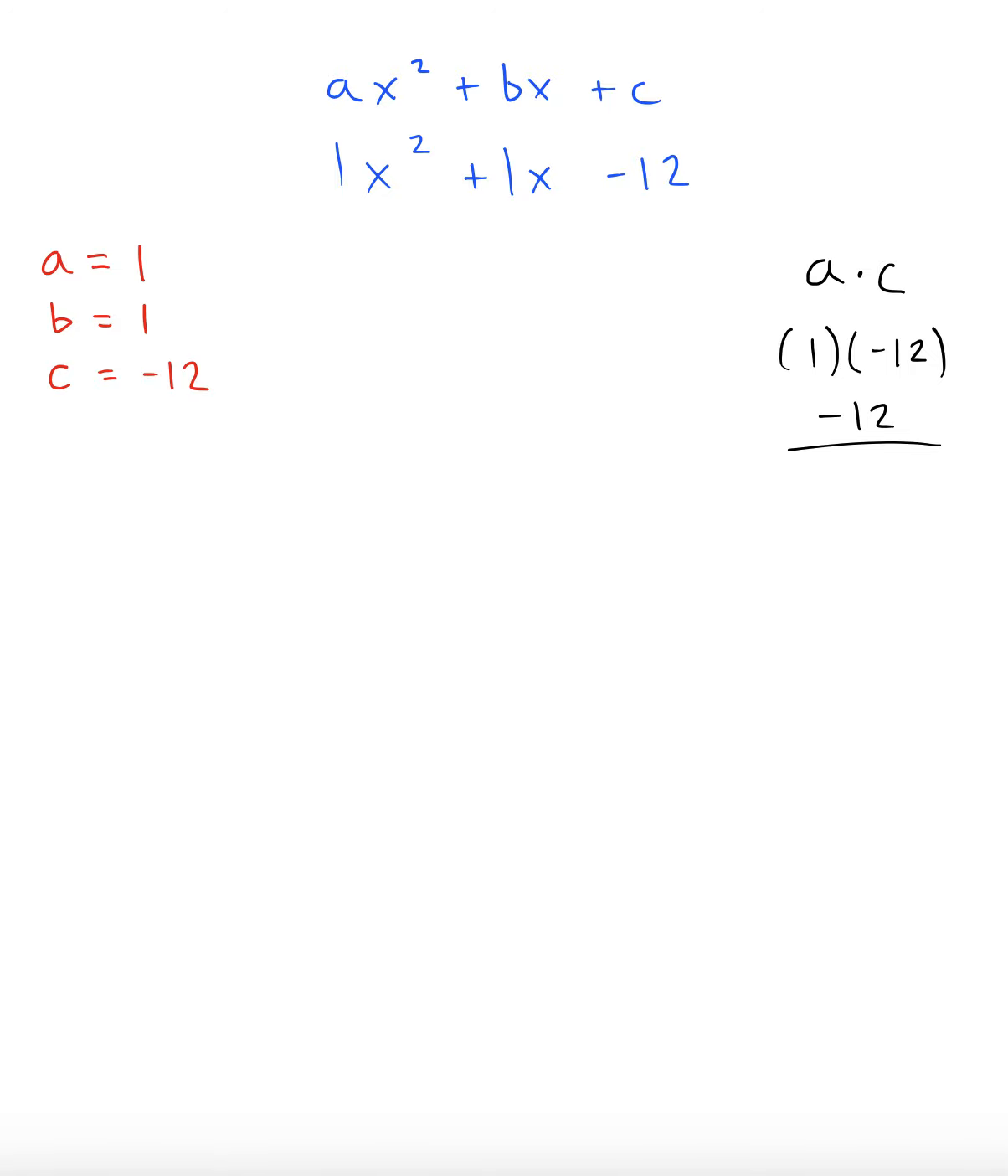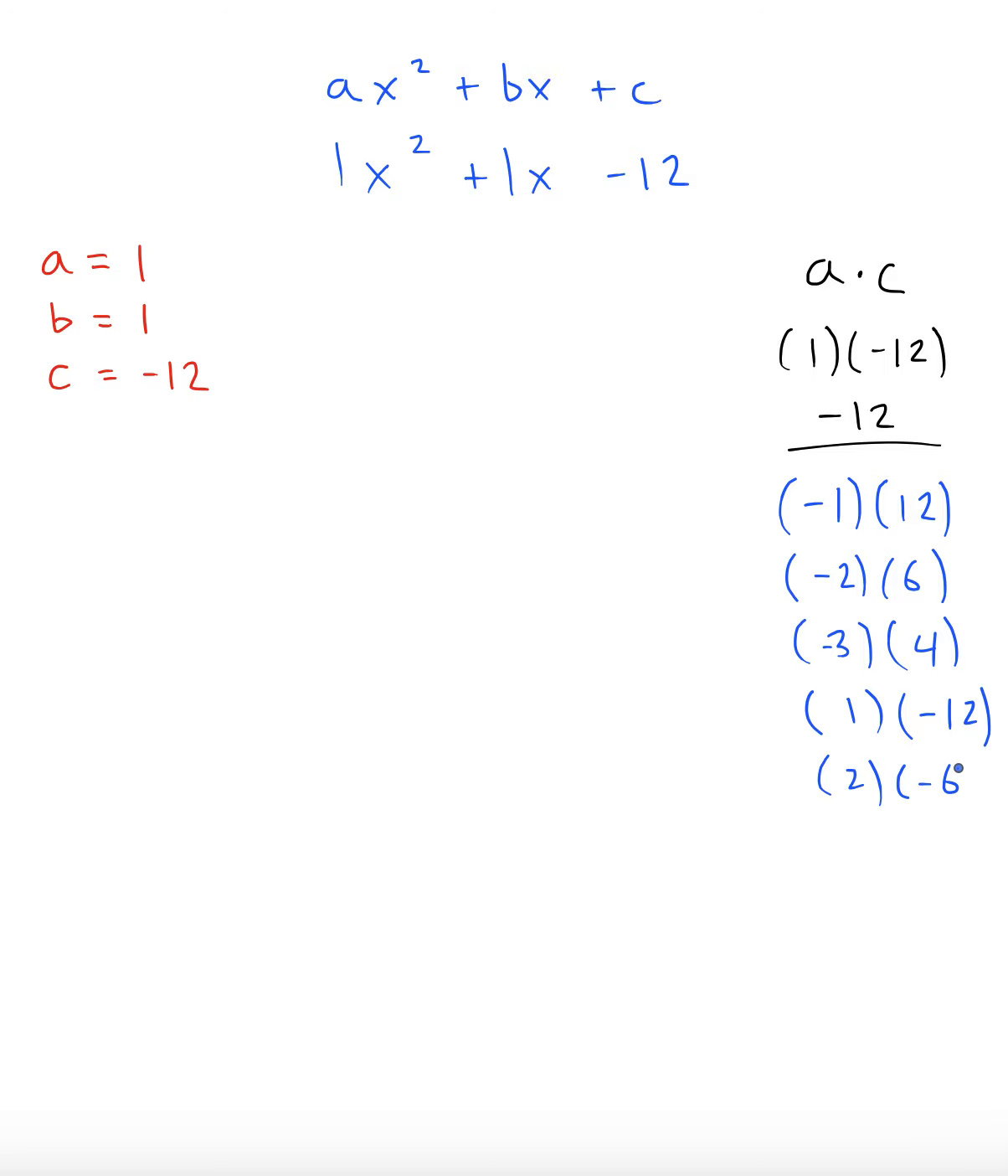All right, next, I want to list all the factors that would multiply to negative 12. And there could be a lot of possibilities in some problems. Let's see. We would have negative 1 times 12 as a possibility. Negative 2 times 6. Negative 3 times 4. And we could also switch the negative to the other factor. So 1 times negative 12, 2 times negative 6, and 3 times negative 4.